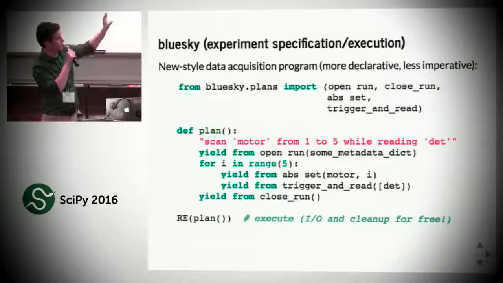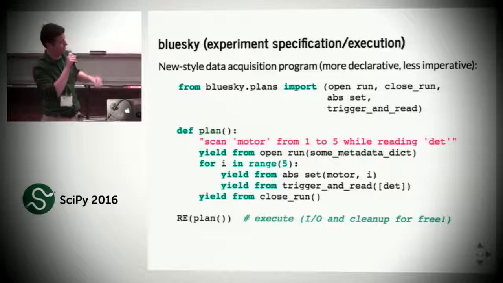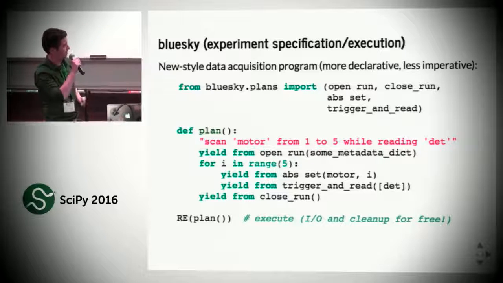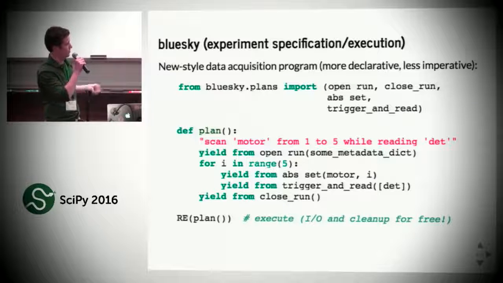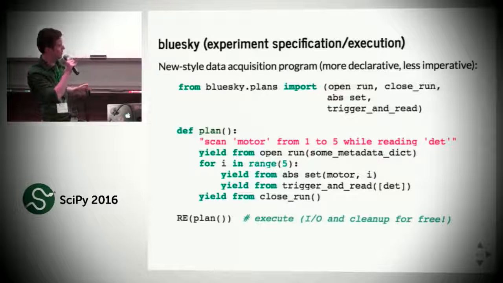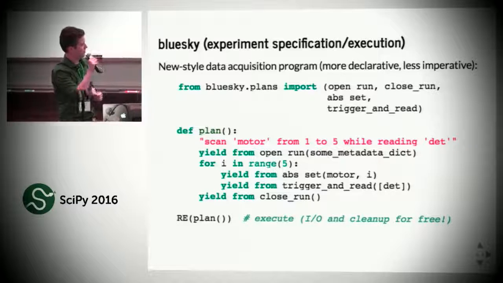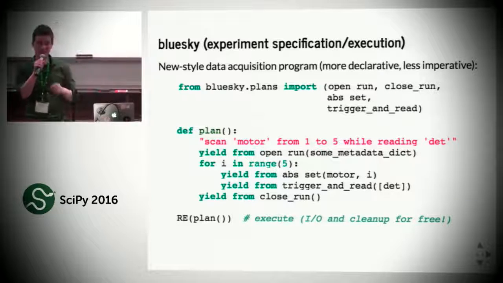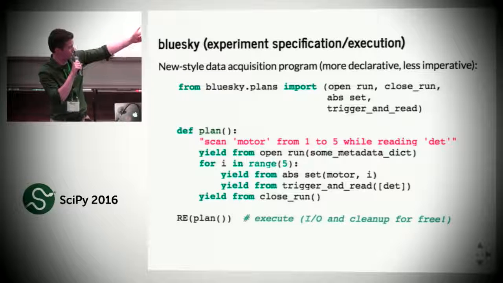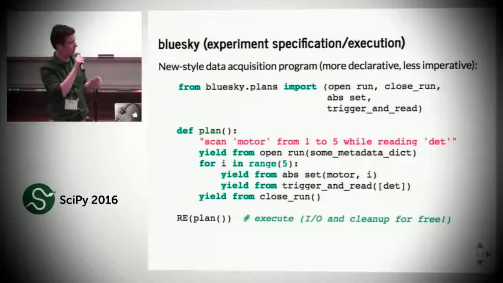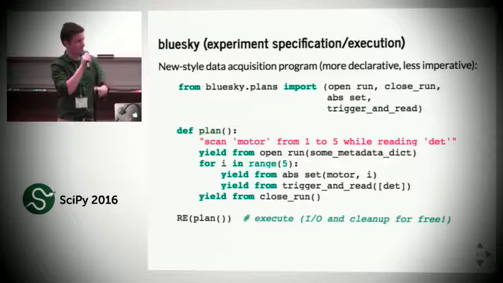And now our new style acquisition program, contrasted to the one I showed earlier, is quite different. There's no I/O. There's no hardware safety cleanup or interruption recovery stuff written into this plan. This is just a Python generator that yields messages or instructions that are going to tell our run engine at the bottom of this slide what to do. And then the run engine will reach out and actually perform the execution of this plan.